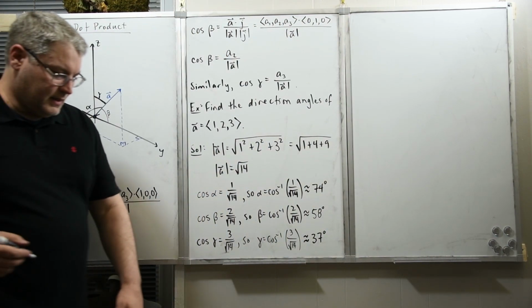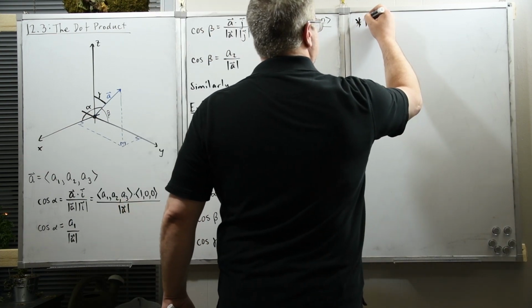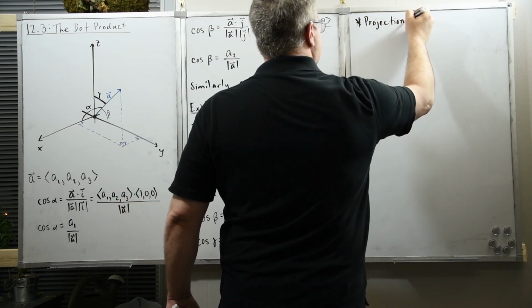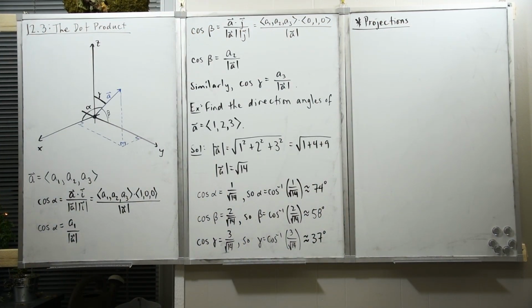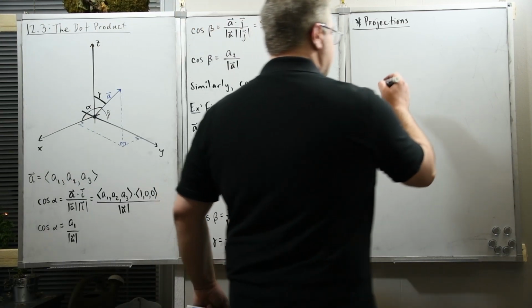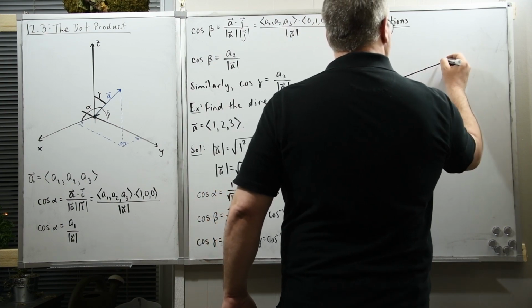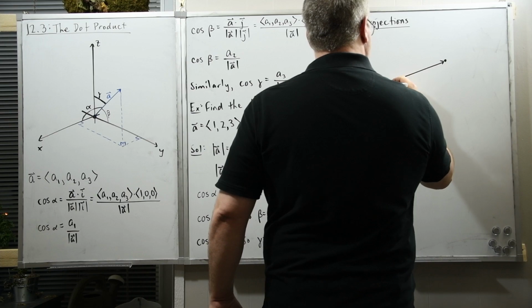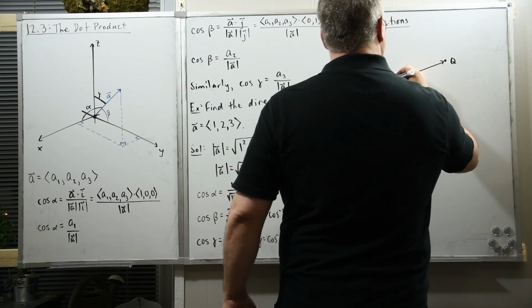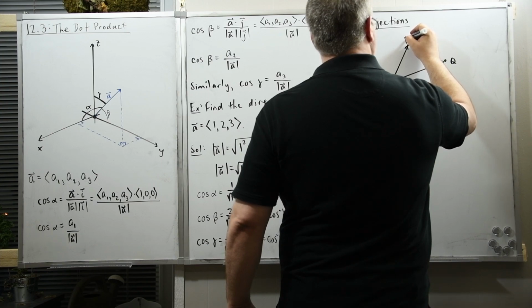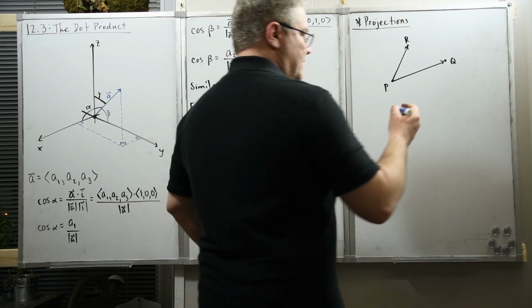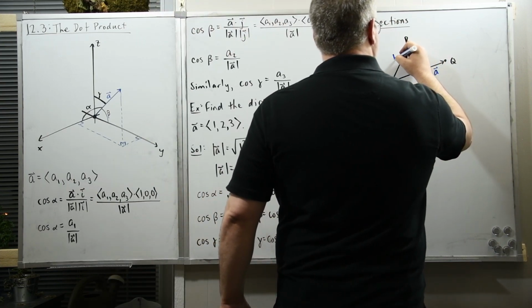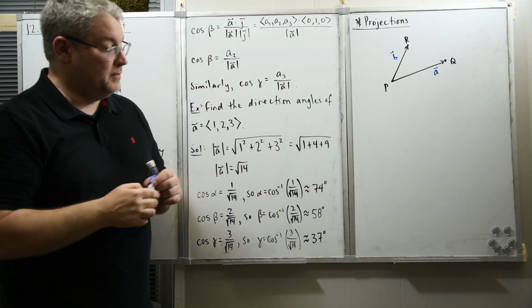All right, so next we'll take a look at projections. Let's suppose we have a couple of vectors. And we have a vector PQ, maybe a vector PR. Now this PQ vector I'm also going to refer to as the vector A, and the PR vector we'll refer to as the vector B.